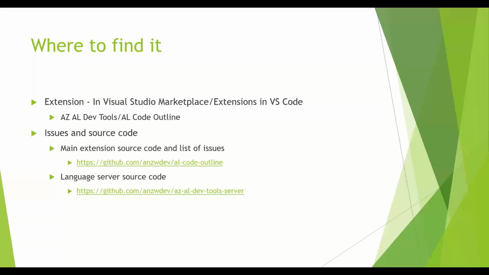And where to find it? The extension is available in Visual Studio Marketplace. And if you want to see the source code, you can find it on my GitHub. There are two projects. One is the extension for Visual Studio Code, and the second one is the .NET language server that runs in the background, which is written in C#. That's why two repositories and two projects. So if you have any issues, then just put them to the first one, to the repository where the main extension is kept.